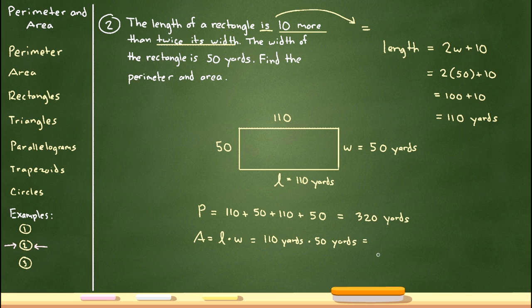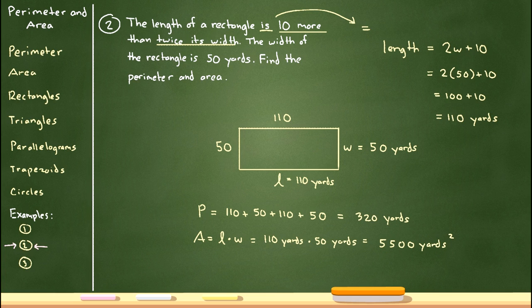So 110 times 50. Well, 50 times 100 is going to be 5,000. And 50 times 10 is 500. So we're going to get 5,500 squared yards. Okay, so 5,500 squared yards is the area of this rectangle here.